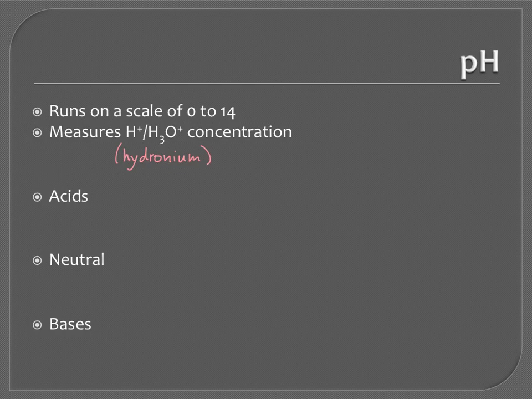base? So acids have pH levels that are less than 7. So 7 is our midpoint between 0 and 14. So if it's less than 7, it's going to be acidic. Now for neutral substances, that means it has to equal 7. Typically water is a good example. It can be slightly above or slightly below, and it still be relatively neutral. The bases now, they have to be above 7. So anything greater than 7 is considered basic.